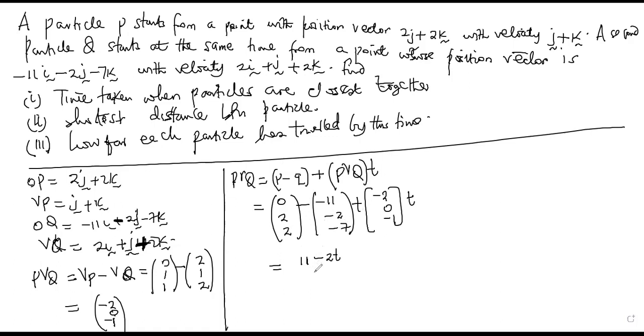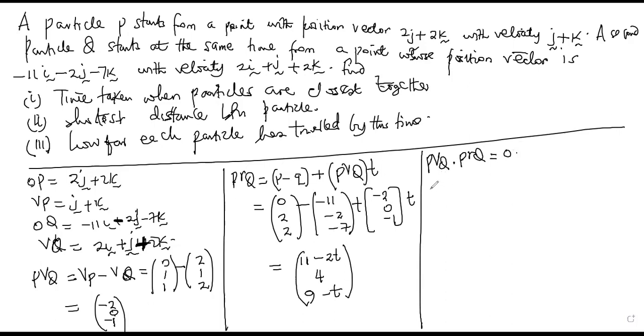2 minus -2, sorry, that is 4. Then this is 0t. Then 2 minus -7, that is 9. Then minus t. So that is PRQ. But you know that PVQ dot PRQ should be equaling to 0. So this one will give us the time.